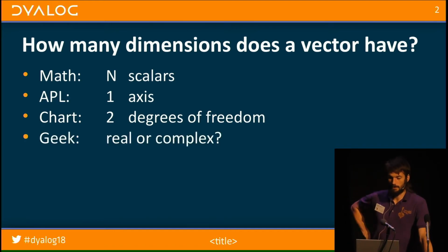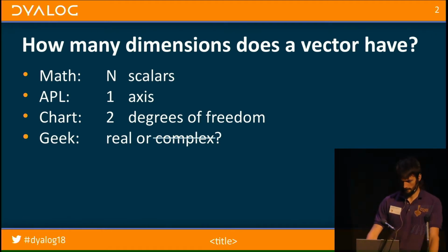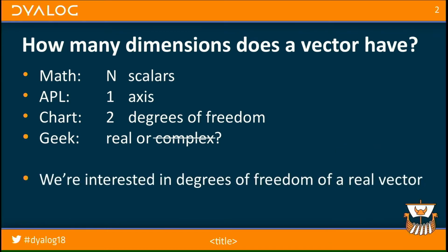And if you're a geek, you will ask, oh, is it real or is it complex? And we'll duck that, right? So let's stick to real, real simple. So what we're interested in is the degrees of freedom of a real vector as representing something real, a sampling of something with 1 degree of freedom.